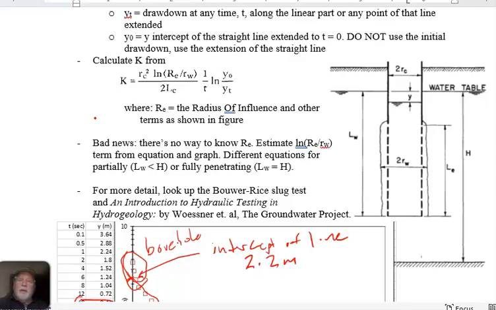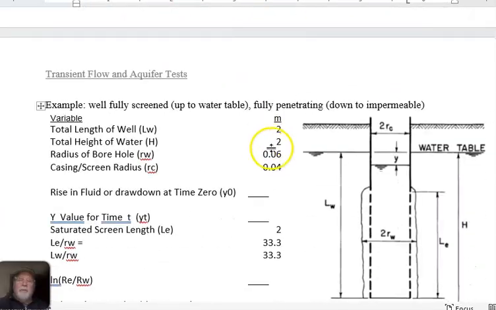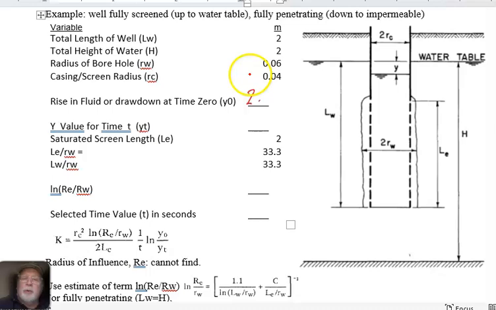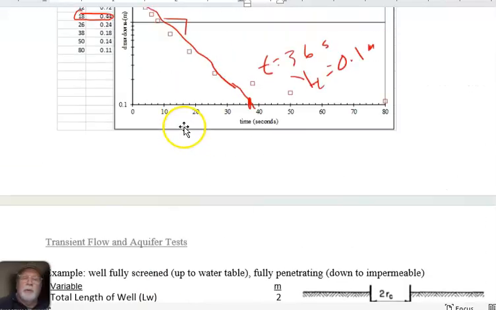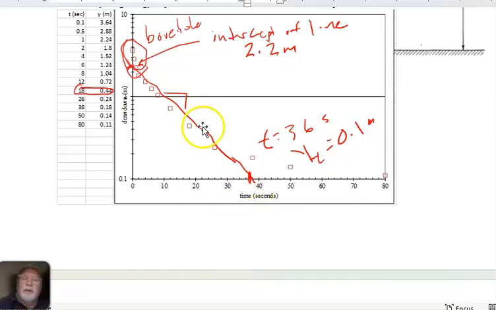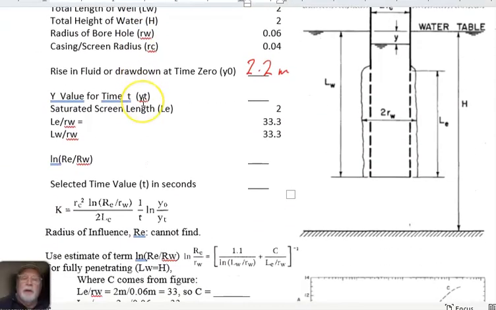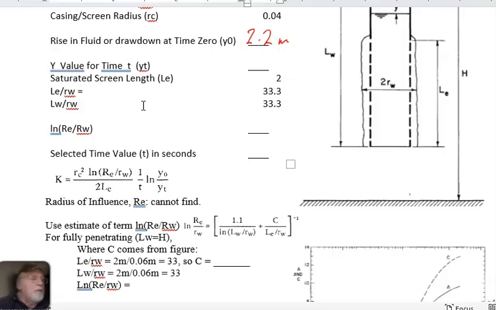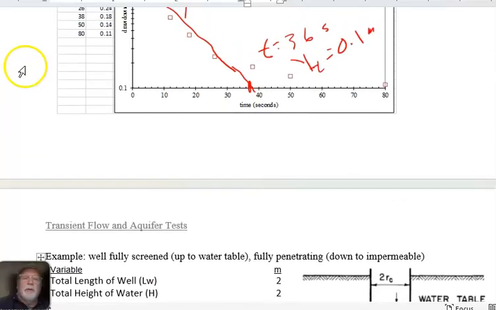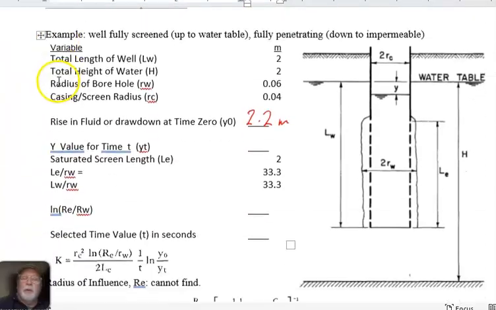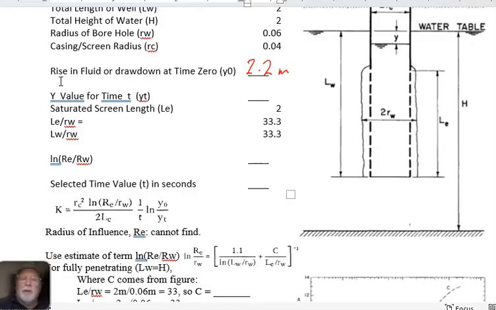That's really the slope of that, just like the Cooper-Jacob method. So the y0 here was 2.2 meters. Again, this is not actually the drawdown at time 0. It's the drawdown at time 0 if we extend this straight line up there and hit the axis there. Our selected y value at time t was 0.1 meter at 36 seconds. And I'll put that right down here at 36 seconds, and I'll also write that right there.